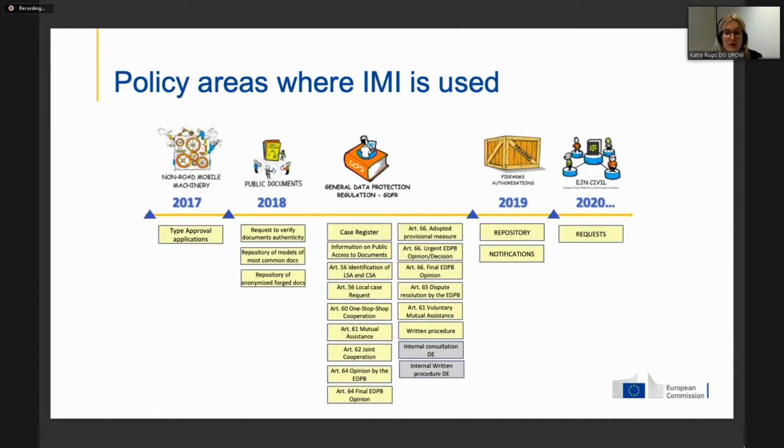Here, notable from the perspective of data protection is that data protection authorities in member states themselves are using IMI for their cooperation. They cooperate and exchange information on the application of the GDPR. And that's an area also used quite often in IMI.